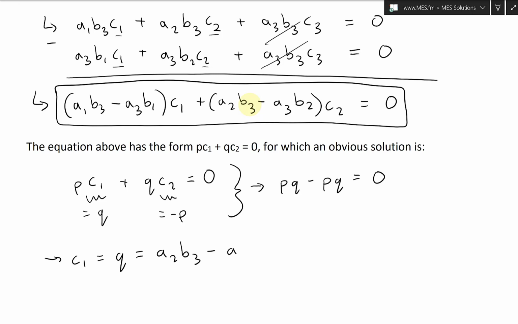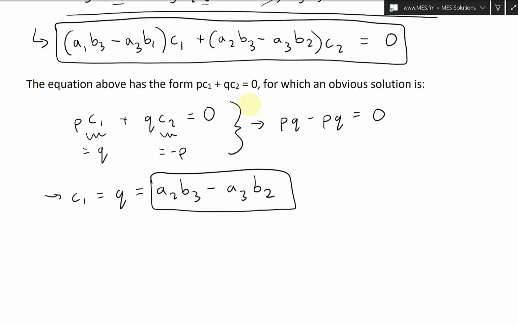A2B3 minus A3B2. So this one is our C1. And then likewise our C2 is going to equal negative P. And negative P is just, well, this is P, but we have to put the negative of it.